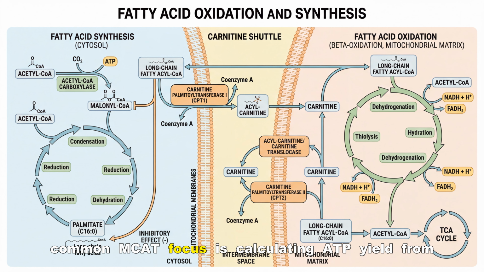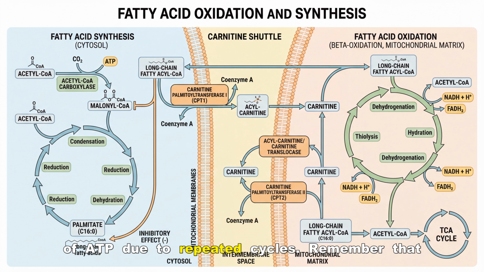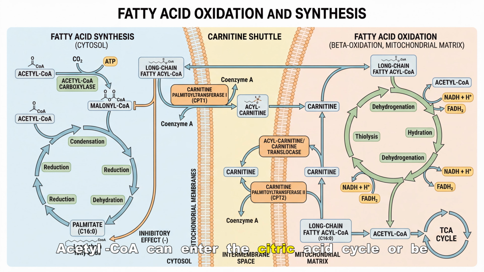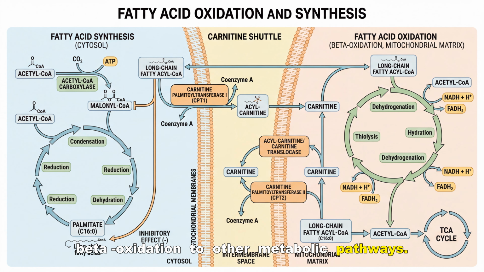A common MCAT focus is calculating ATP yield from fatty acids like palmitate, which yields a large number of ATP due to repeated cycles. Remember that acetyl-CoA can enter the citric acid cycle or be used for ketone body formation during starvation, linking beta oxidation to other metabolic pathways.